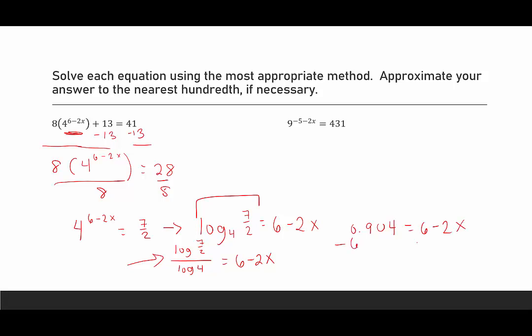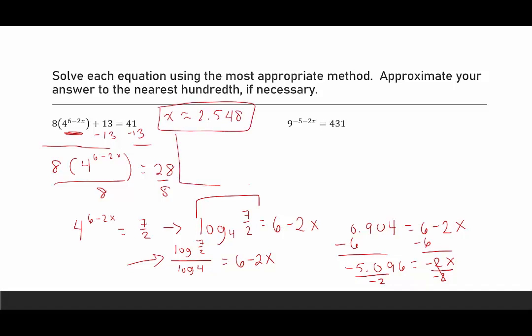Now I want to subtract 6 from both sides, and that would give me negative 5.096 is equal to negative 2x. Divide both sides by negative 2. Negative divided by negative in either case is going to be positive. And when I do 5.096 divided by 2, I get 2.548. So we get x is approximately 2.548. So that one I chose to use the change of base. It's a lot of work, and it looks a little scary, but really it's not that bad, right?